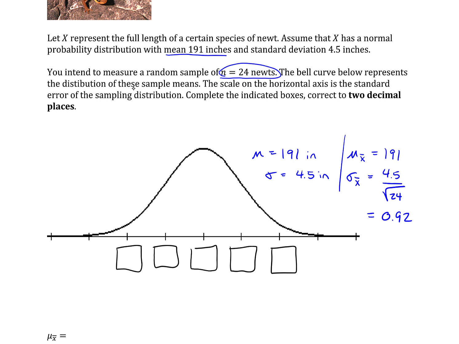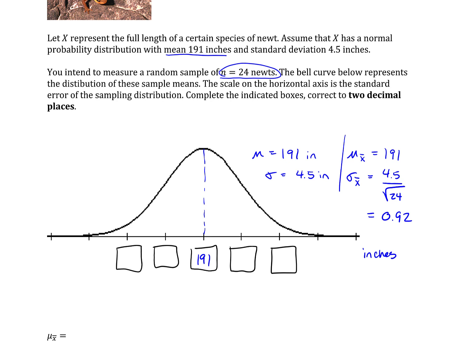Now, to label the axis. The axis is still measured in inches. The mean is still located right in the center, whether we have a sampling distribution for the mean or if we just have the population, which is normal, because both distributions are normal distributions. So the mean is, in this case, the mean of the sampling distribution, which is 191.